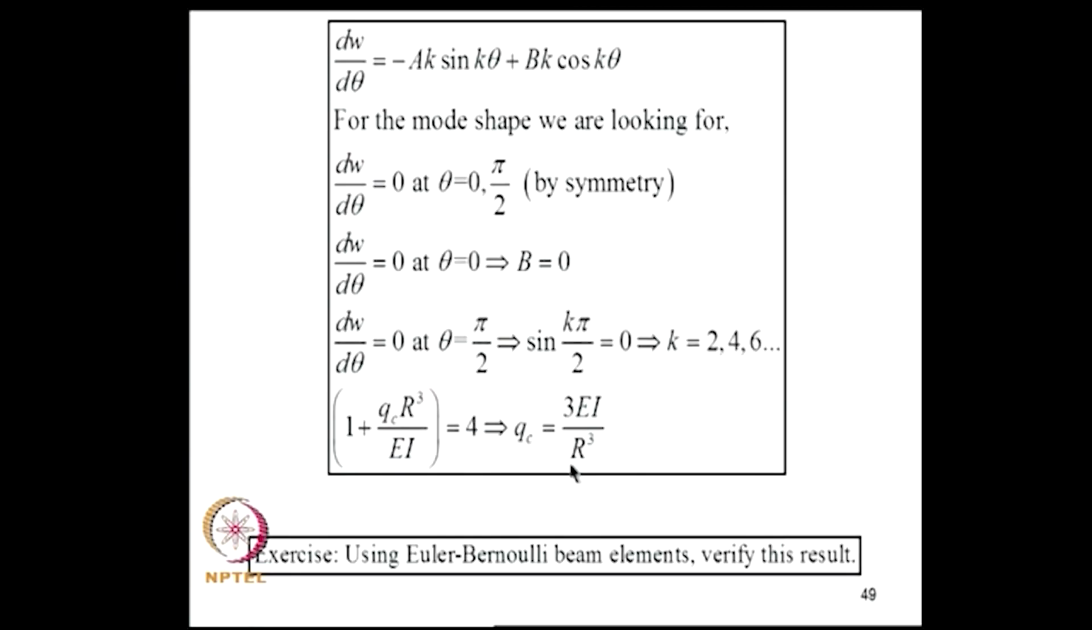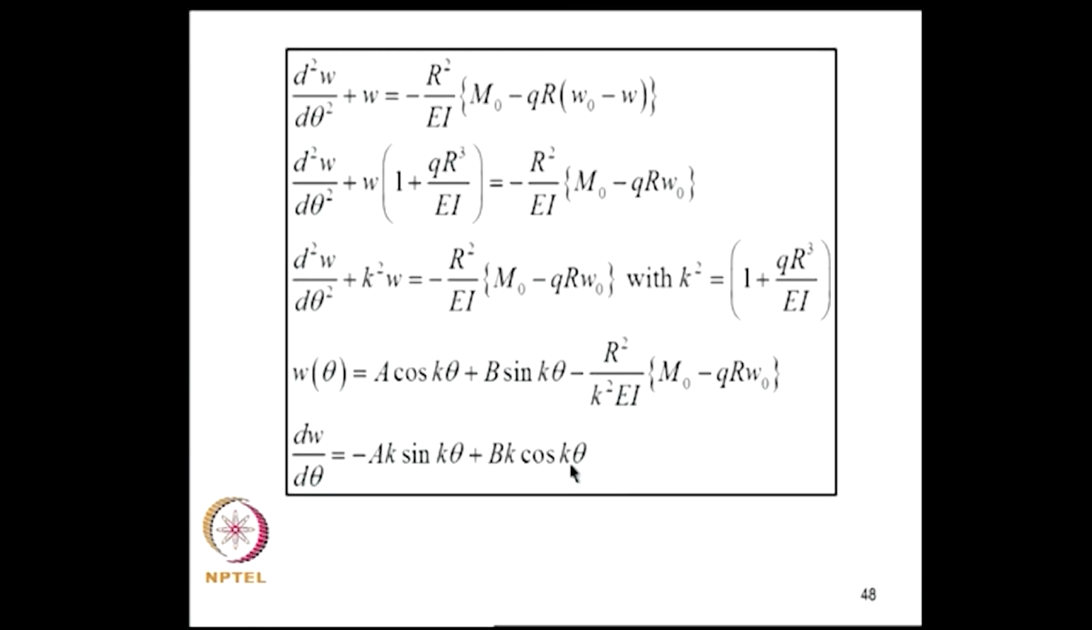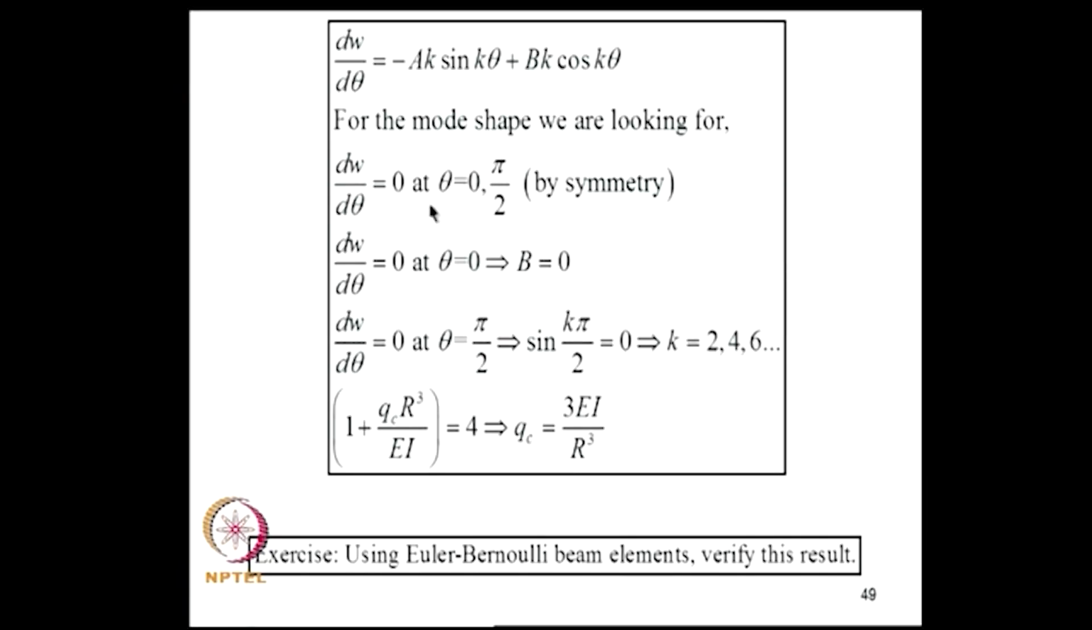Now, the boundary conditions we use for the shape we are looking for: dW by d theta is 0 at theta equal to 0 and pi by 2, by simple symmetry argument. If I do that, B becomes 0 and the second condition leads to this characteristic equation, and based on that I get the value of Q critical to be 3EI by R cubed. So, this is a simple illustration of how we can compute the critical load for a ring. Now, this is an exact solution.